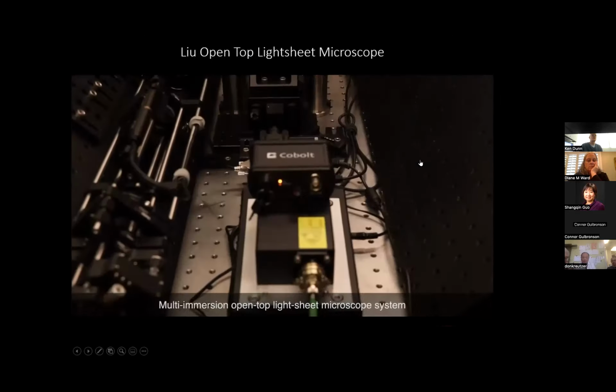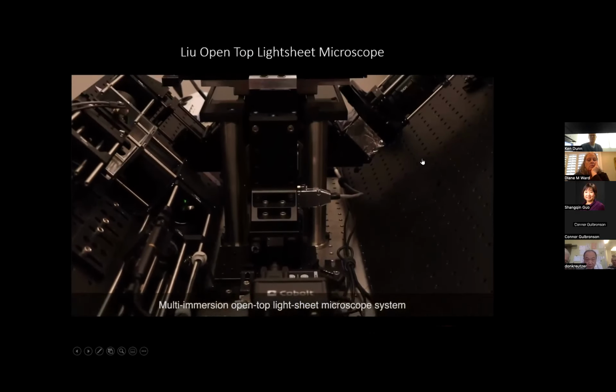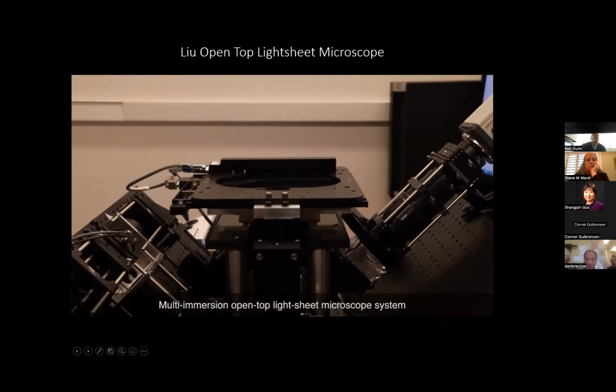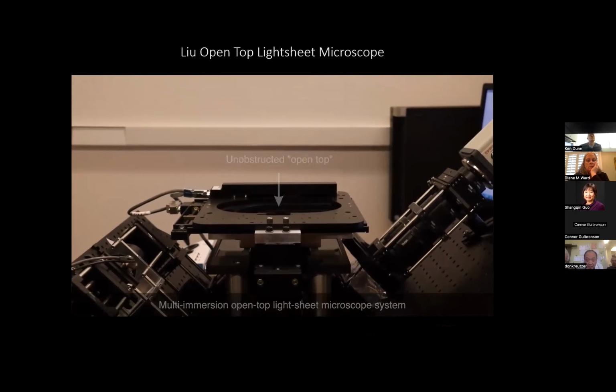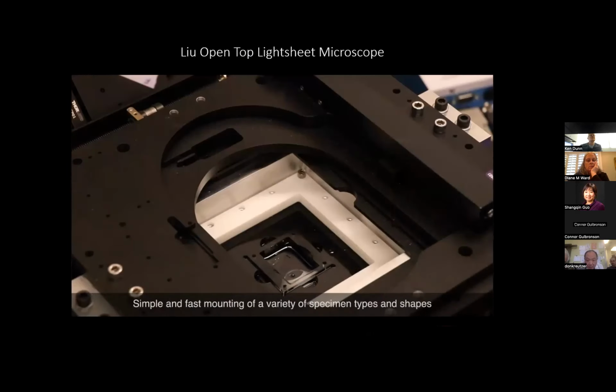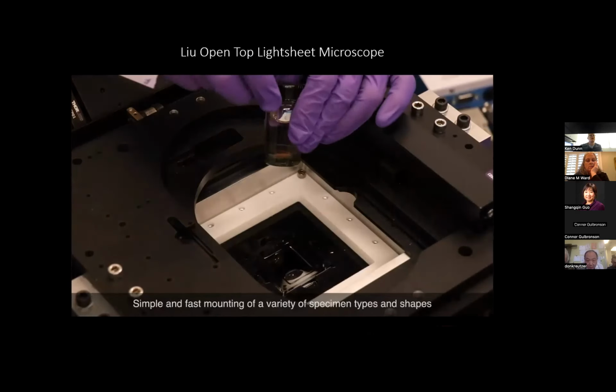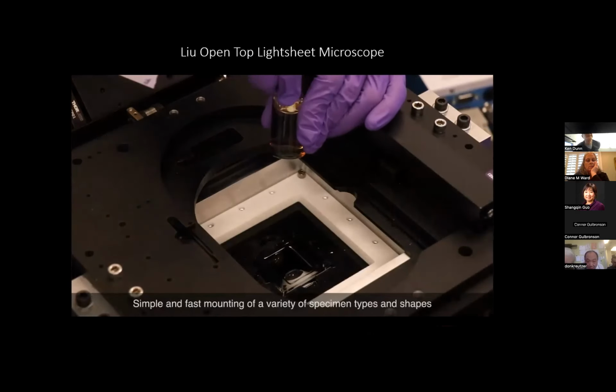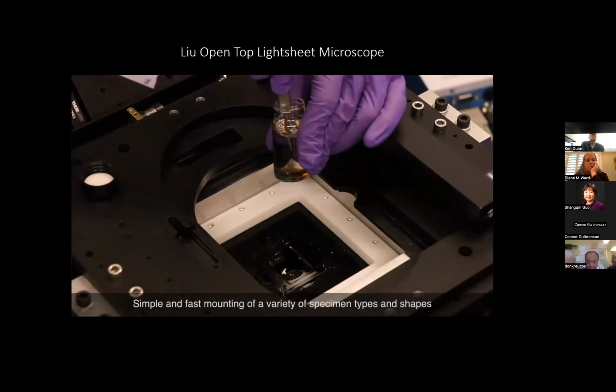This is how it works. This is a movie that didn't play this morning. Just to give you a sense, for those of you who've done it before, it is astonishingly easy to do this. Some guy with purple hands is going to come in and mount the tissue just by dumping it into this chamber.